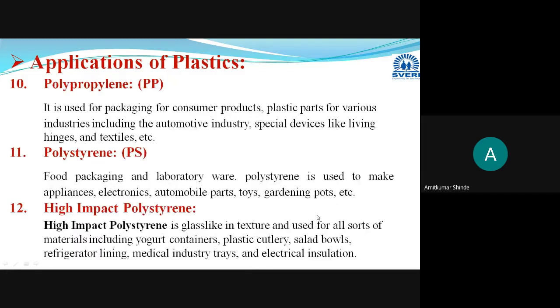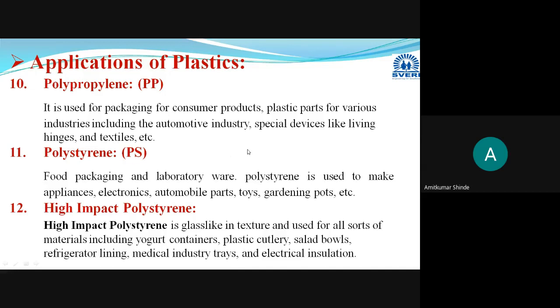Next material is polypropylene, denoted by the letters PP. This polypropylene material is used for packaging of consumer products, and it is also used for manufacturing some plastic parts that we use in the automobile industry. It is also useful in the textile industry.